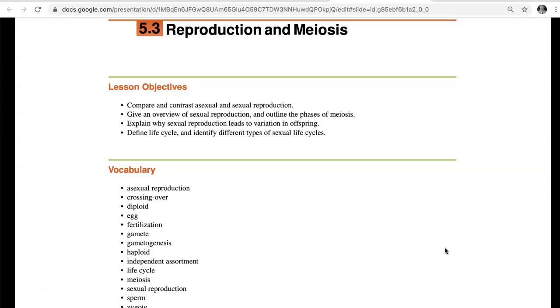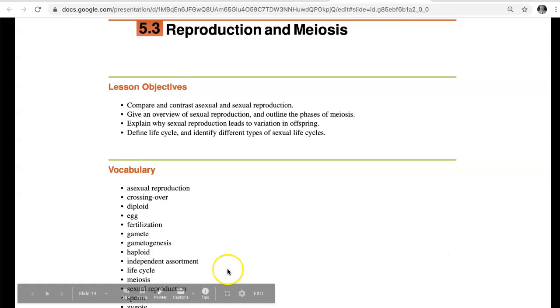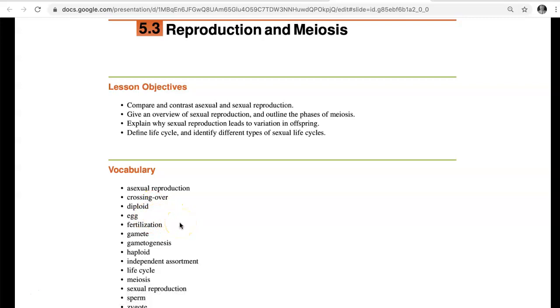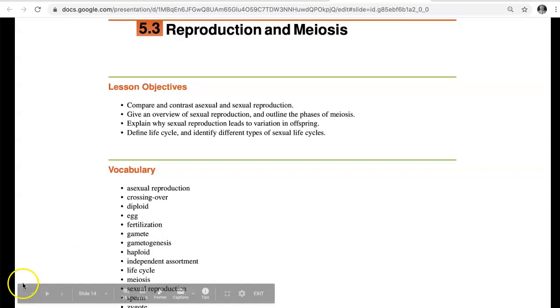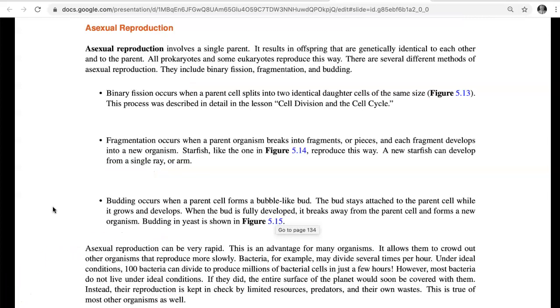So in this lesson, we'd like to compare and contrast asexual reproduction with sexual reproduction, give you an overview of sexual reproduction and the phases of meiosis, and explain why sexual reproduction leads to variation. That's a very important term in offspring. The vocabulary here is asexual reproduction, crossing over, diploid, egg, fertilization, gamete, gametogenesis, haploid, independent assortment, life cycle, meiosis, sexual reproduction, sperm, and zygote.